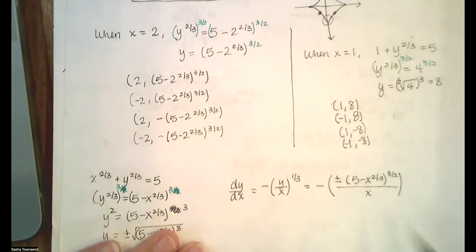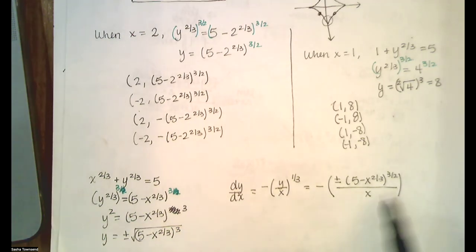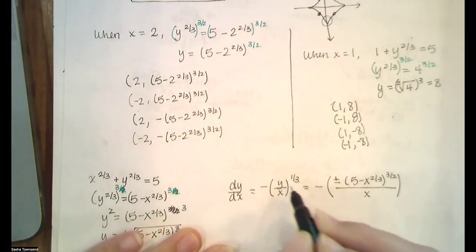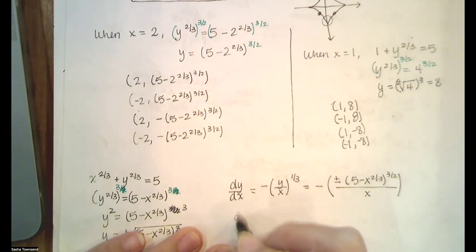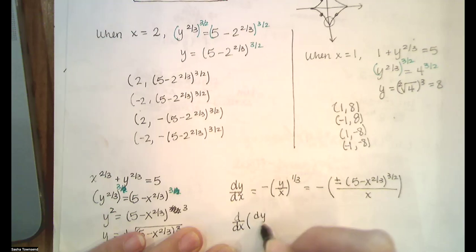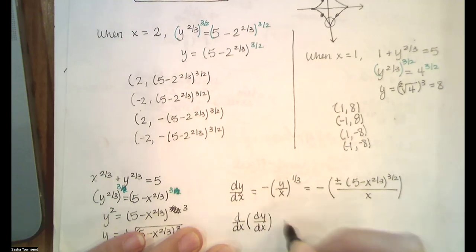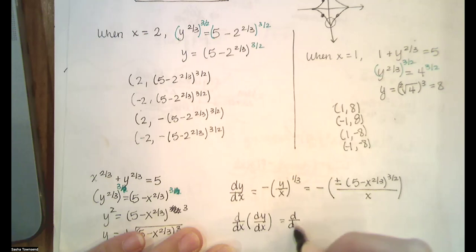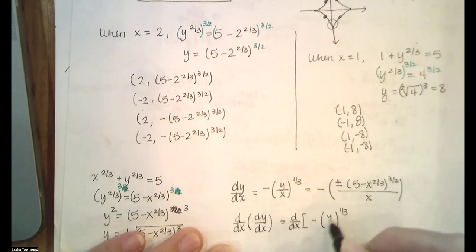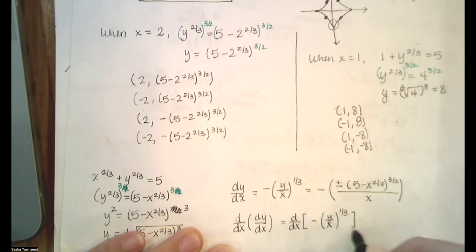Now you have options for how you compute the second derivative. You can do so in terms of x by differentiating this again with respect to x. Or you can differentiate this expression with respect to y. Or not with respect to y, with respect to x using implicit differentiation. Let's do that. So we've got the derivative with respect to x of dy/dx. That's the derivative with respect to x of this negative expression raised to the 1/3 power.